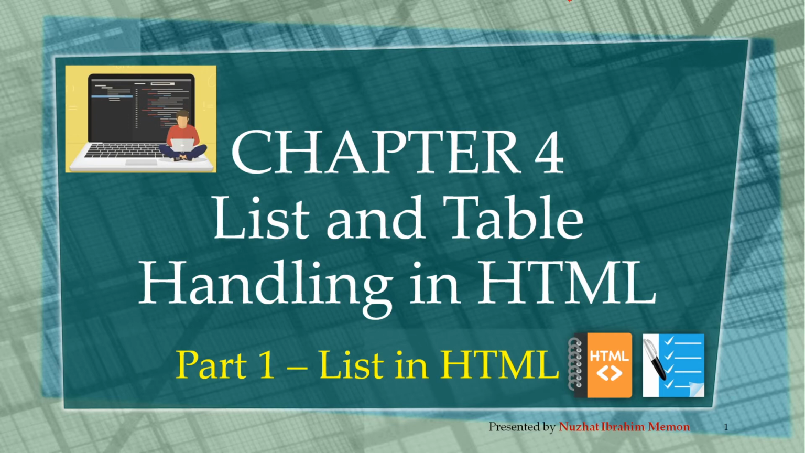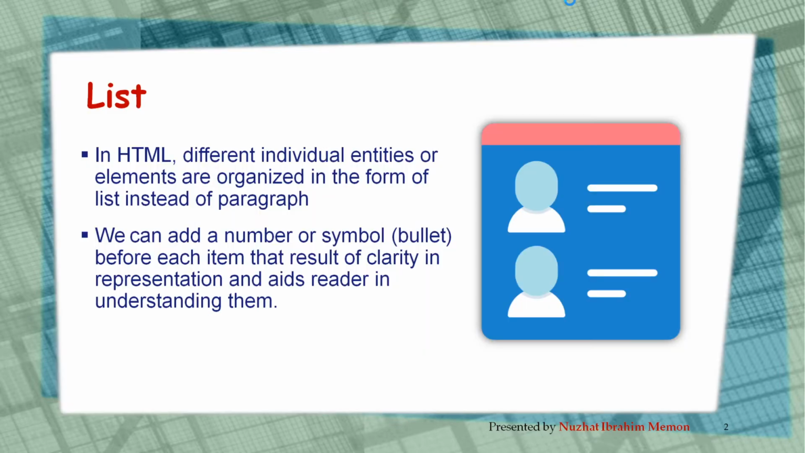Today we are going to start chapter number 4, that is list and table handling in HTML. Today from this chapter I will cover the first topic, that is list in HTML. So now we will see what is list in HTML. In HTML we can represent each individual element as a list instead of a paragraph. We just need to get familiar with a few tags of different types of lists.